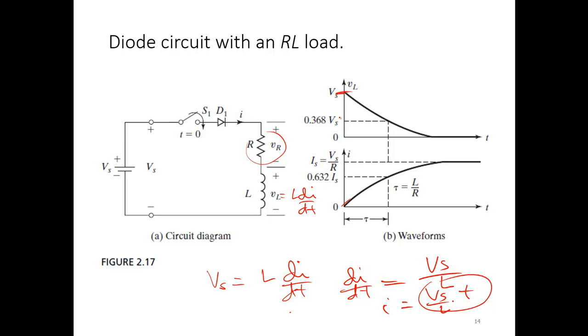Then slowly the inductor current rises, and the voltage across R increases, so the voltage across the inductor will be smaller and smaller. At the end, it will go to almost zero, and the current will rise to the steady state. What is the steady state? When there is no change in current, there will be no voltage across the inductor. That means the voltage across the inductor will be zero, and all the voltages will appear across the resistance. The maximum current will be Vs by R, and similarly, the time constant will be L by R.